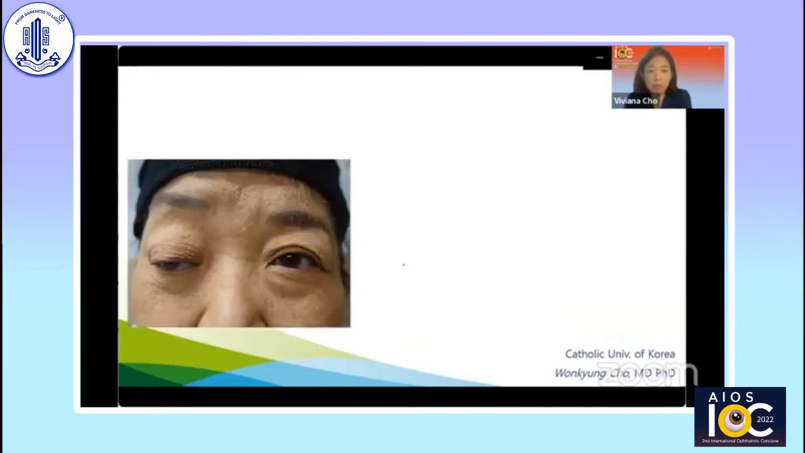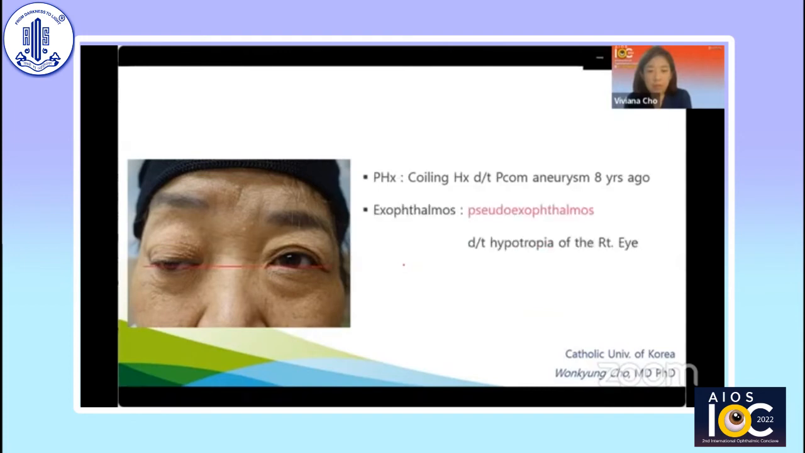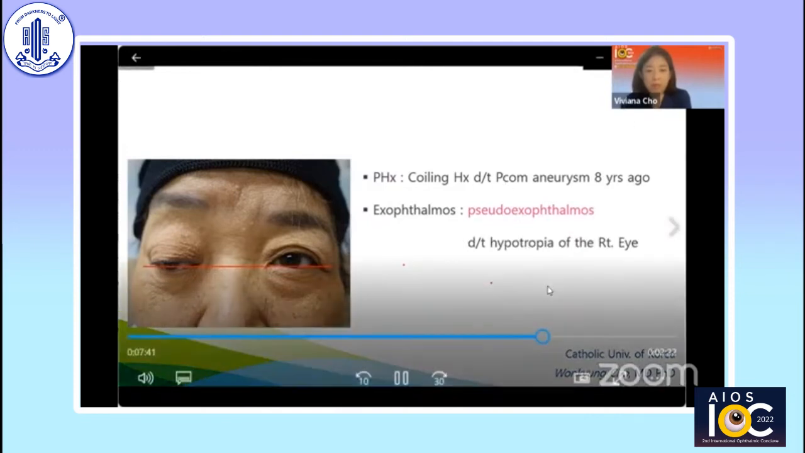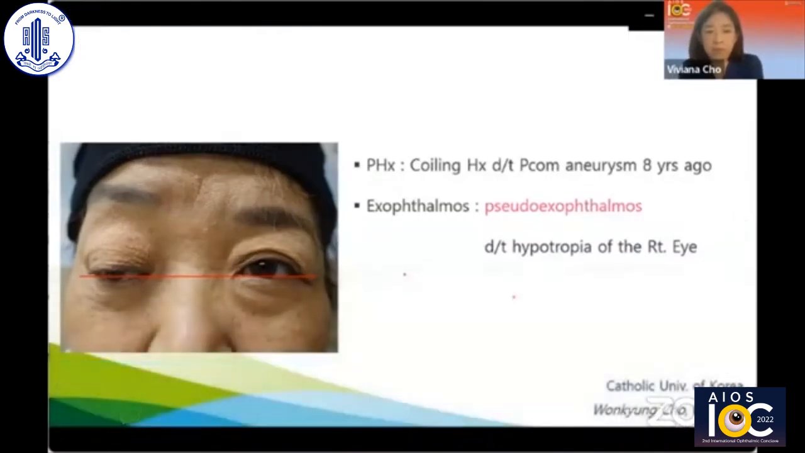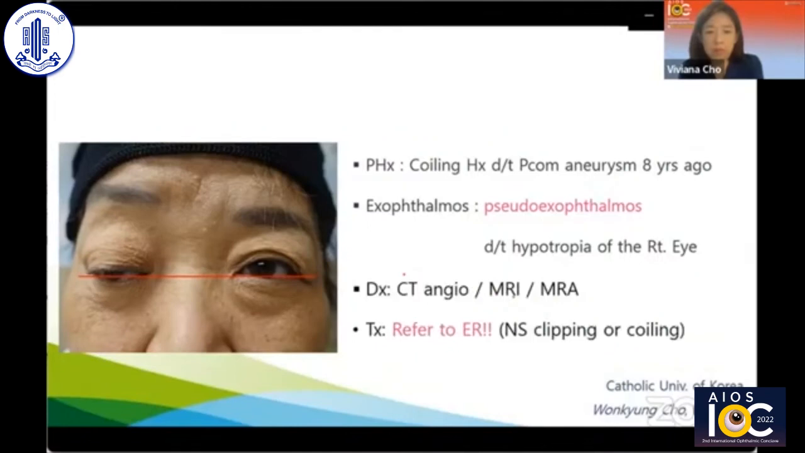Actually, the patient had a coiling history due to a PCom aneurysm 8 years ago. Her proptosis might be pseudoexophthalmos due to hypotropia of the right eye. During the evaluation in the ER, her vital signs became unstable and she became mentally drowsy. The brain CT was retaken and ICH was confirmed. After an emergency operation, she was able to save her life. It was truly lucky for her that she was in the ER at that time.